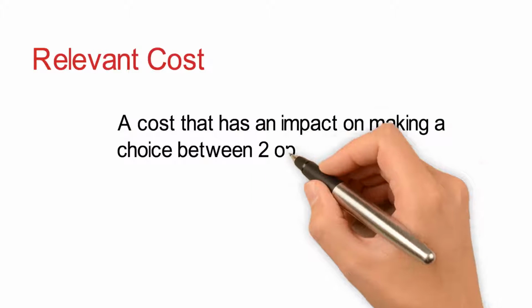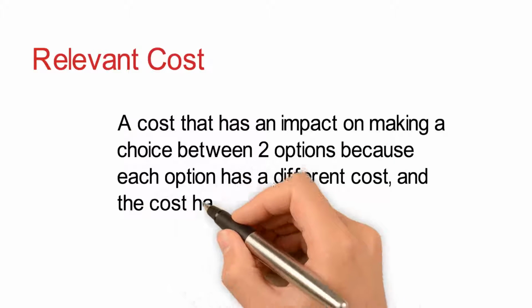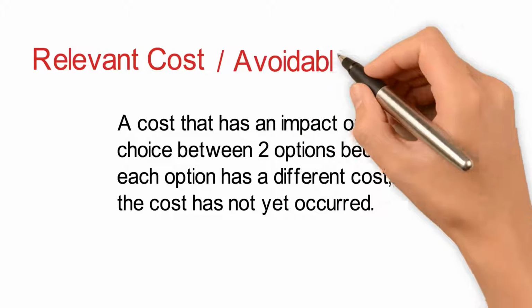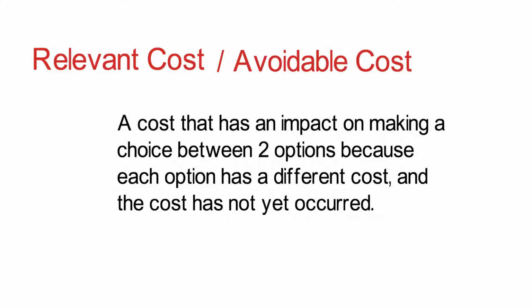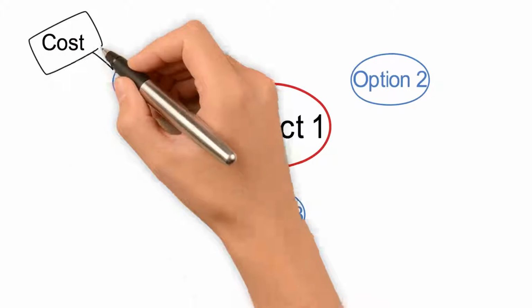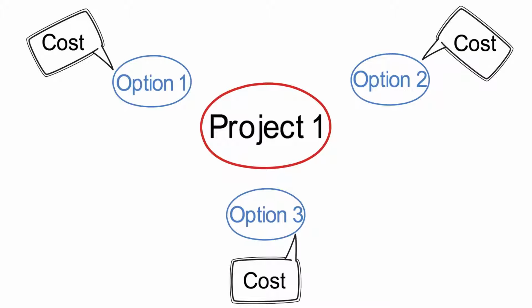between two options because each choice you make has a different cost, and the cost has not yet occurred. Relevant costs can also be referred to as avoidable costs because the cost of one option can be avoided by choosing the other option. The different costs of each option are also called incremental or differential costs.